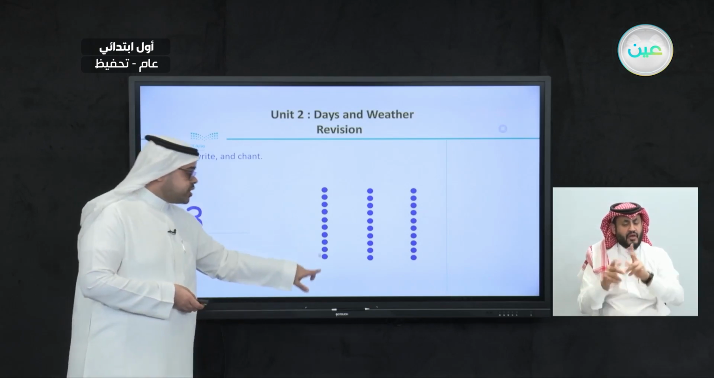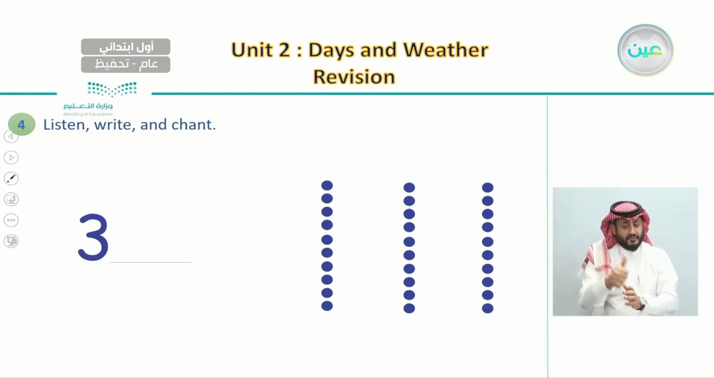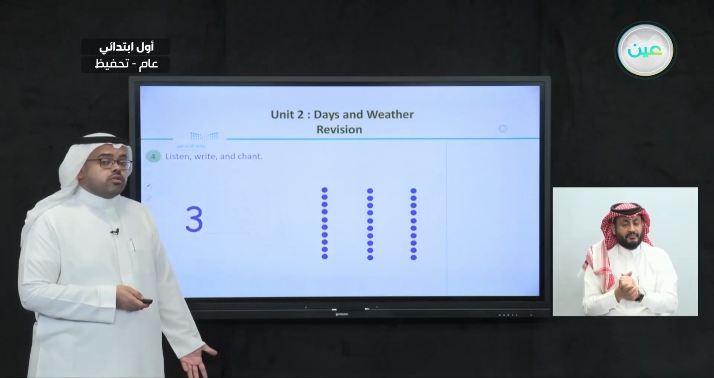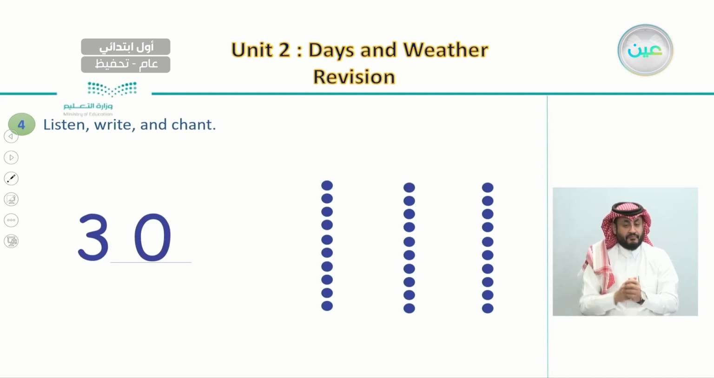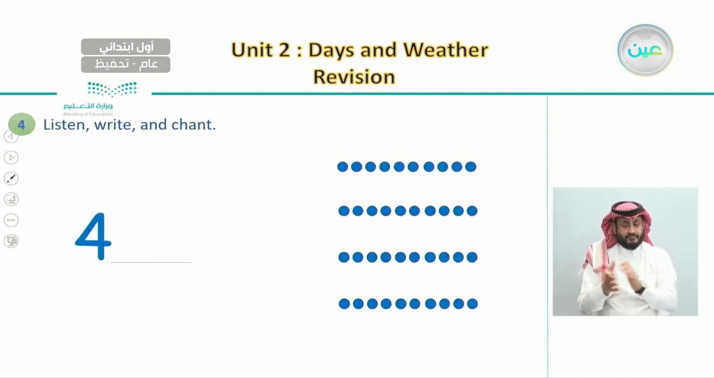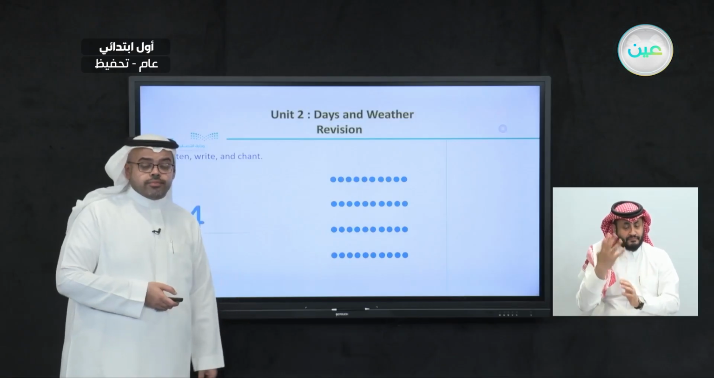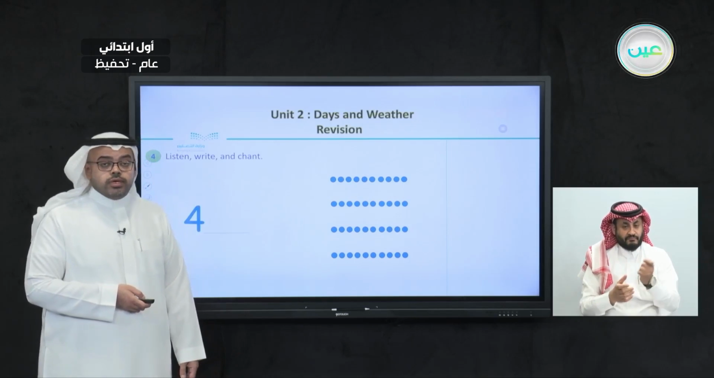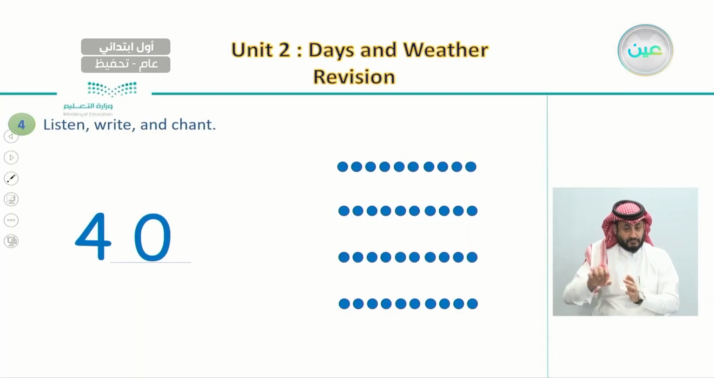So here we have 10, and here we have 10, and here we have 10. So what do we call this number? We call this number 30. Now, what if we have 4 of them? If we have 4 of them, then the number would be 40. Let's count it. So here we have 10, 20, 30, and 40.